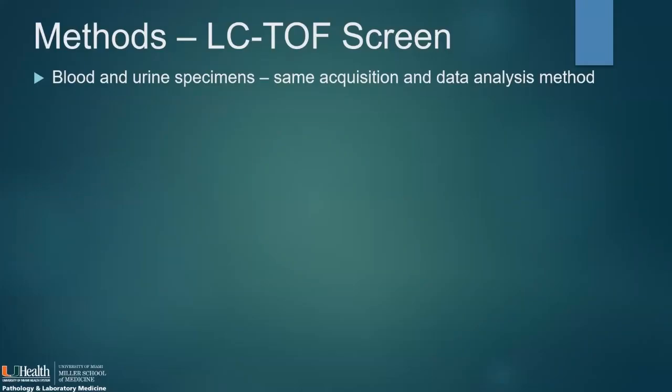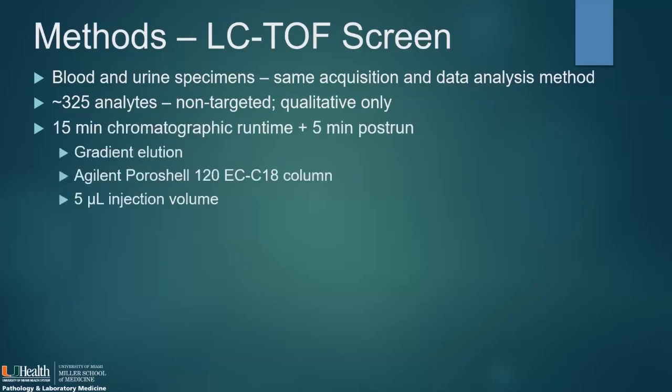But the LC TOF screen is for blood and urine specimens. They use the same acquisition and data analysis methods, but they do use different extractions. We have approximately 325 analytes in our library for this. It is non-targeted and it is qualitative only.